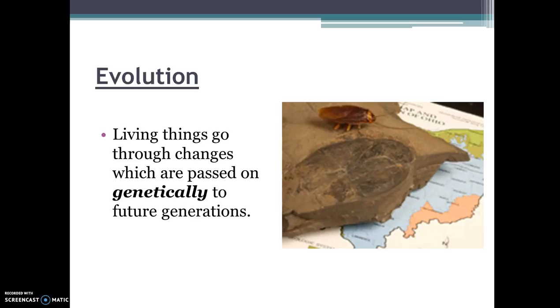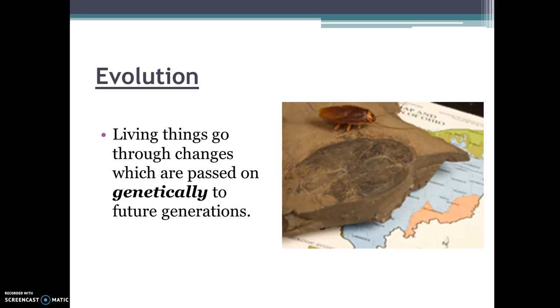All living things evolve, and we're going to define evolution as a species or a population of organisms changing over time. So you can see in this photograph there's a cockroach on a piece of shale, and in the shale is the imprint of an extinct cockroach that used to live in Ohio, so you can see how large that was. Good thing they don't still live in Ohio.